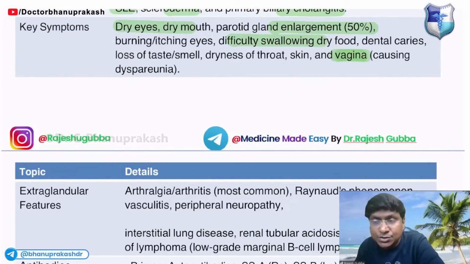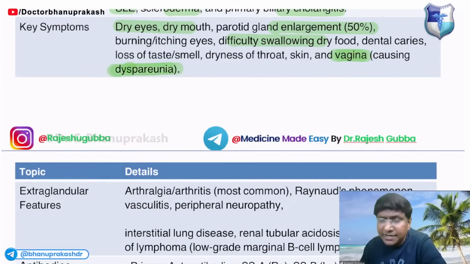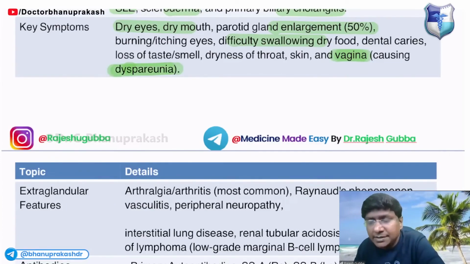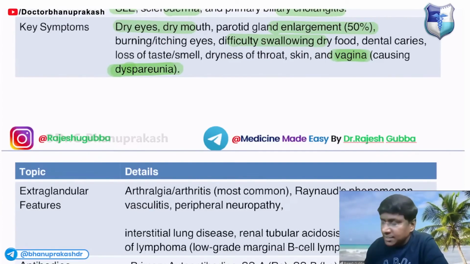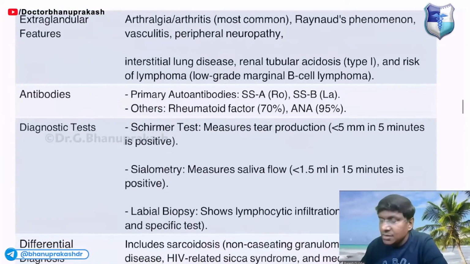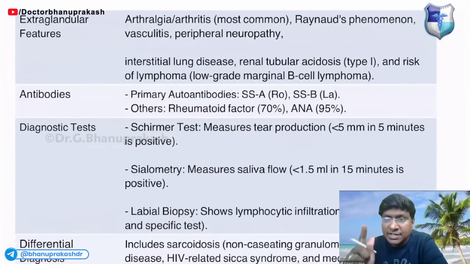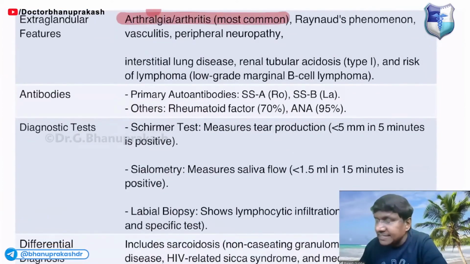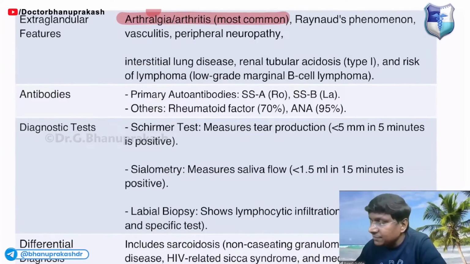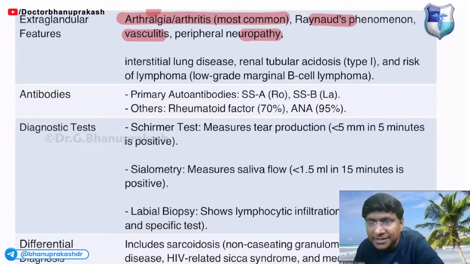And that is due to destruction of the Bartholin's gland, and thereby they will have very painful sexual intercourse, which we call dyspareunia, right? Then, apart from glandular, you also have extraglandular manifestations. What is the most common extraglandular manifestation? That will be in the form of arthritis. The other extraglandular manifestations will be in the form of Raynaud's, vasculitis, and peripheral neuropathy.